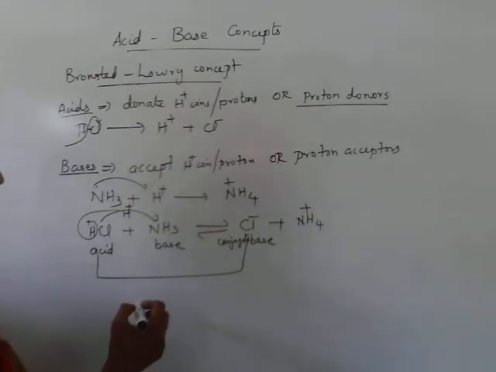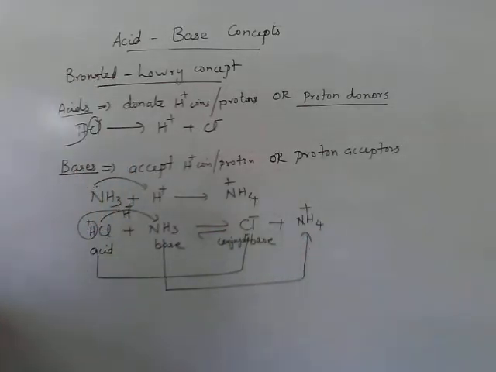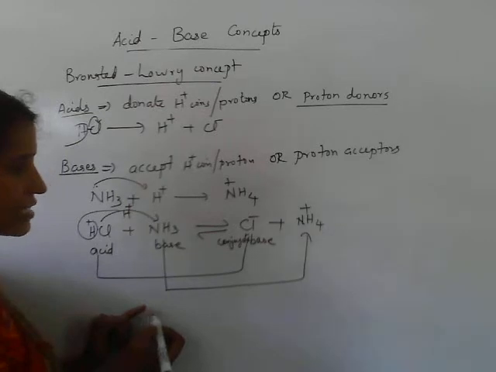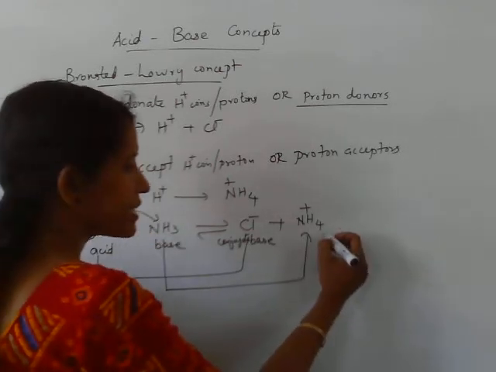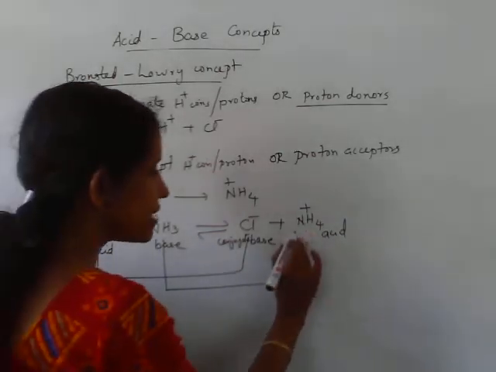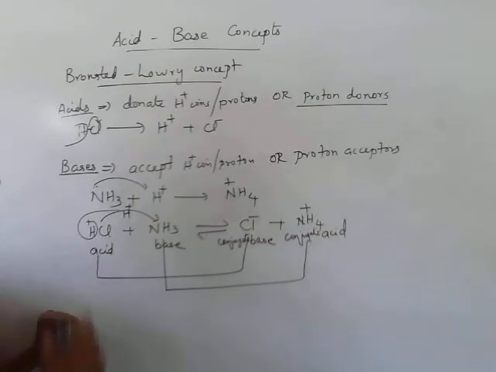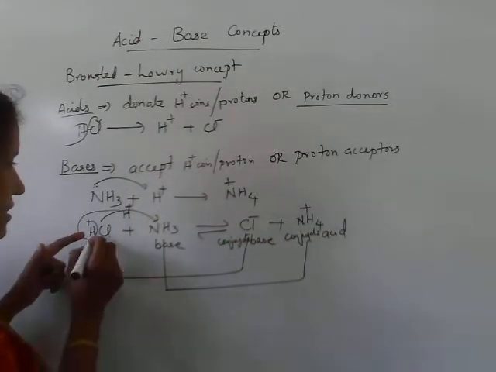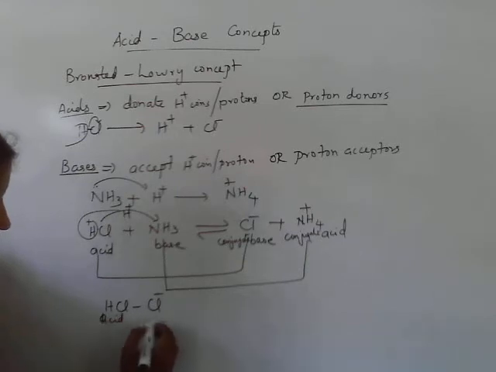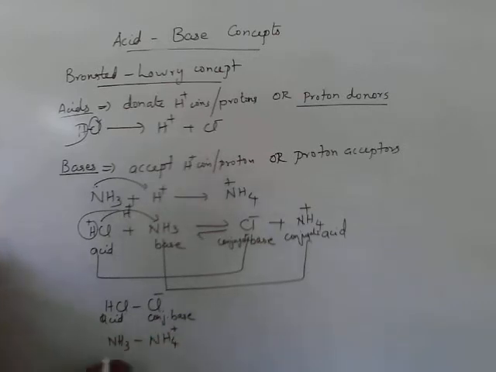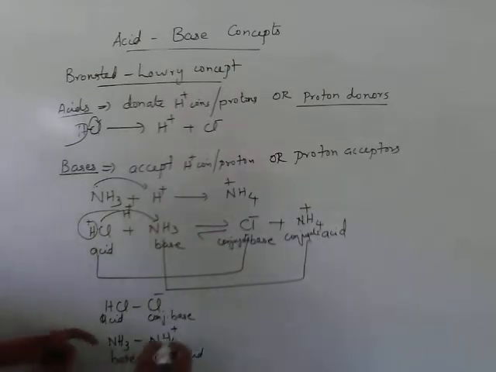In a similar way, if you compare ammonia and ammonium ion, in the backward reaction, ammonium ion acts as a proton donor. It donates a proton and forms ammonia. That means in the backward direction reaction, it is an acid. In fact, it is the conjugate acid of the base ammonia. So we get HCl and chloride ion. If HCl is the acid, chloride ion is called the conjugate base. Ammonium ion is another acid-base pair in which ammonia is the base and ammonium ion is the conjugate acid of the base ammonia.